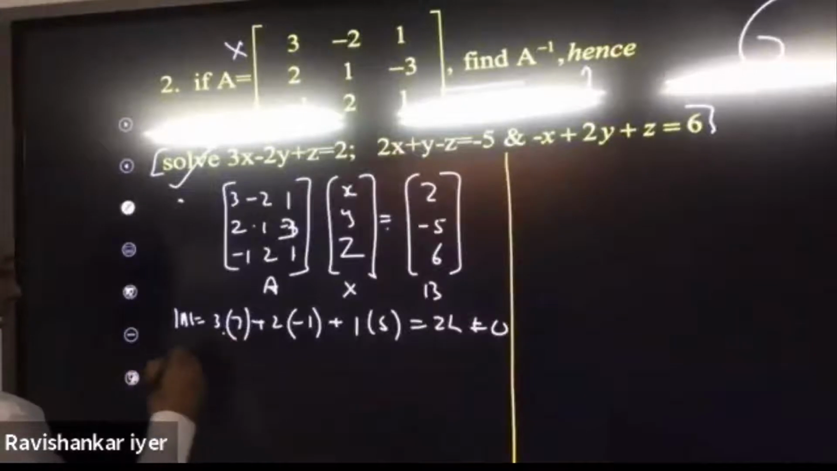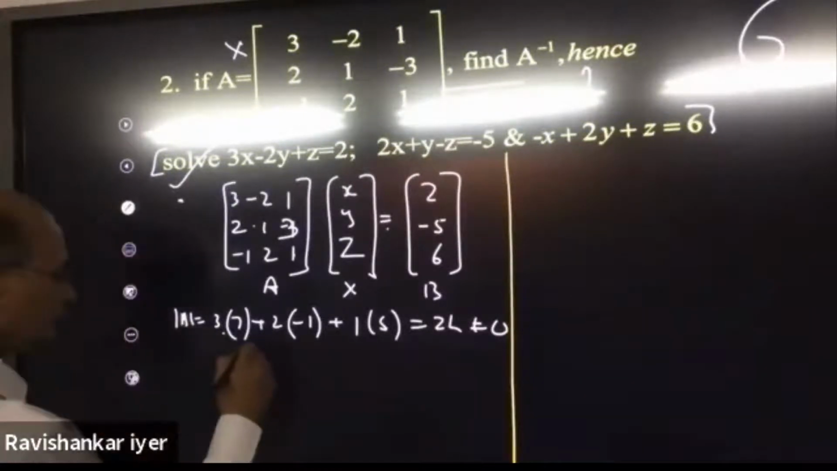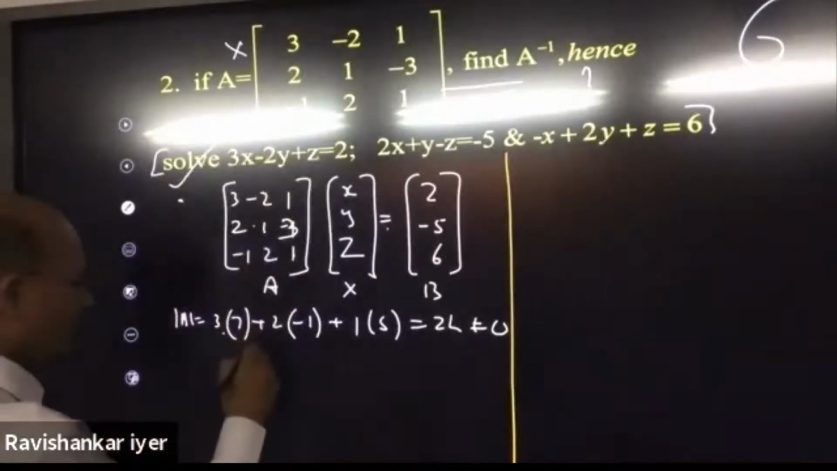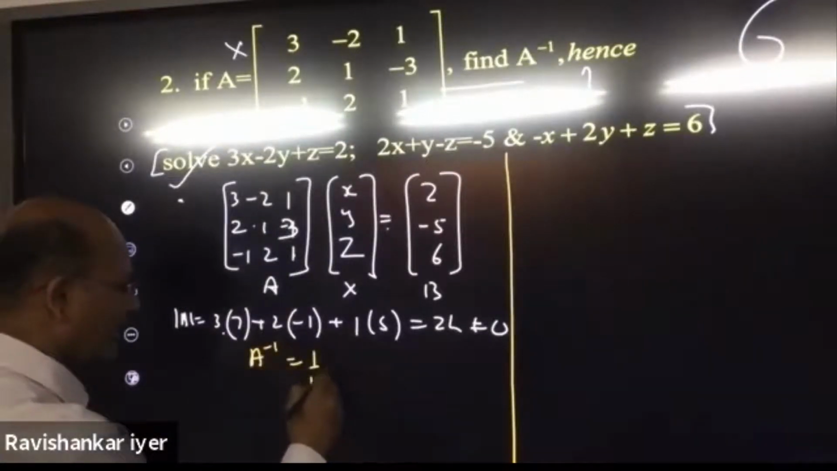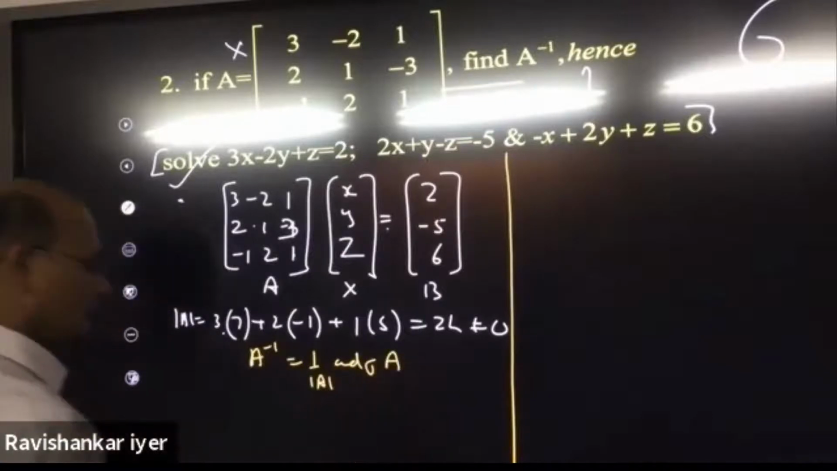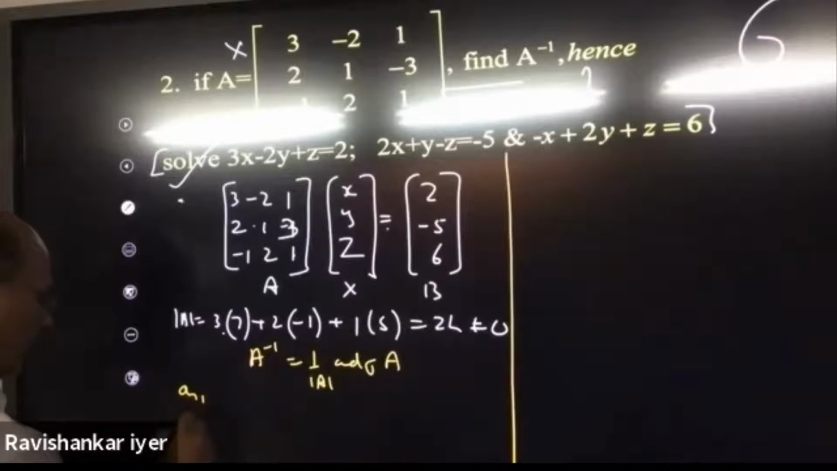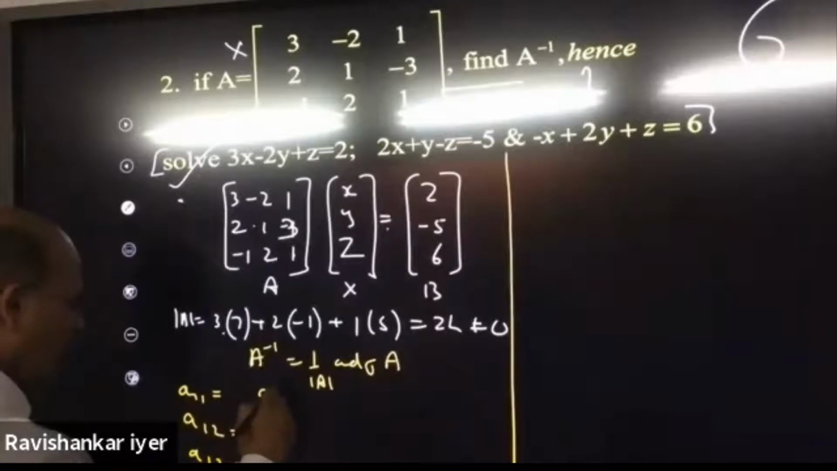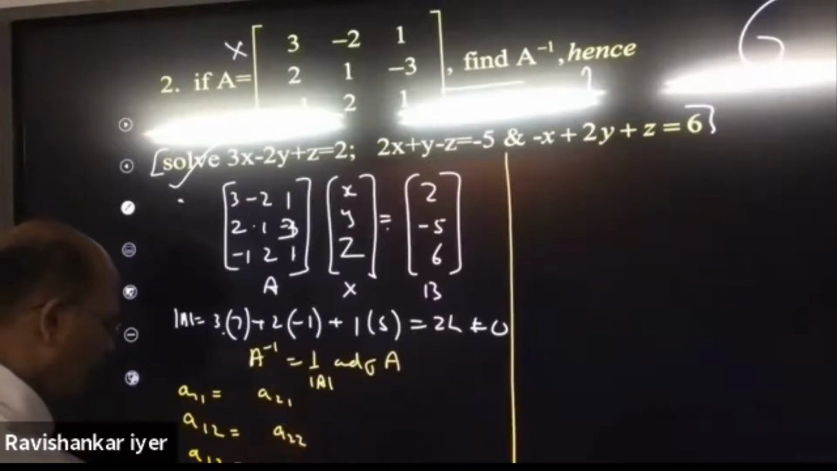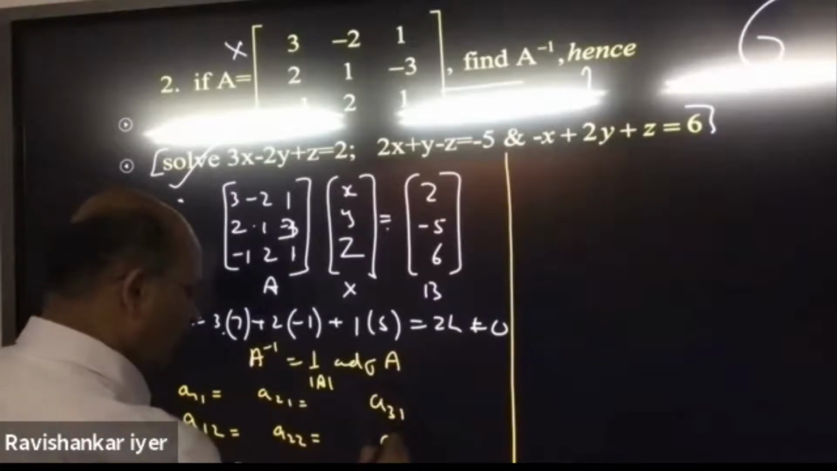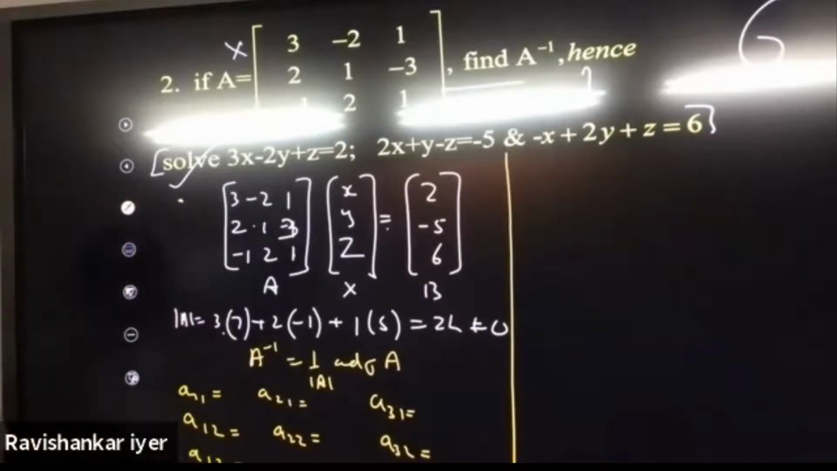Now you know that A inverse is 1 upon determinant A into adjoint of A. You remember how we did adjoint A? What is the adjoint A? A11, A12, A13, A21, A22, A23, A31, A32, A33. Please understand what I am trying to show you.